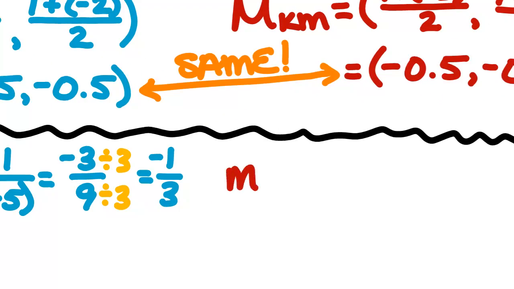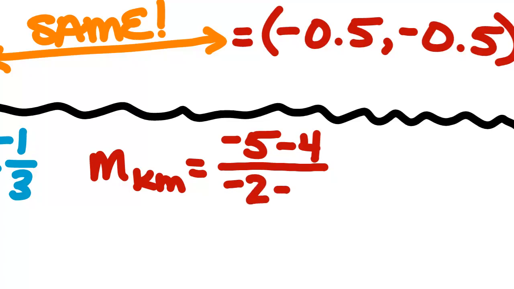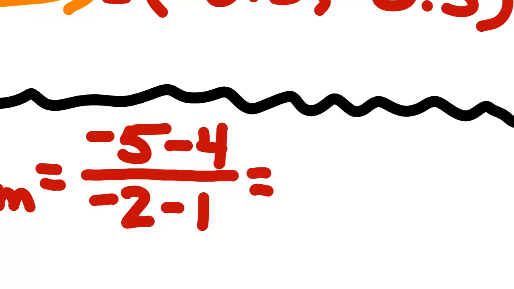Then we're going to find the slope, so lowercase m, of segment KM. So now I'm looking at the red underlined points, and we do y2 minus y1 first. y2 is negative 5 minus y1, which is 4, over x2, which is negative 2, minus x1, which is 1. What is negative 5 minus 4? Negative 9. And negative 2 minus 1?